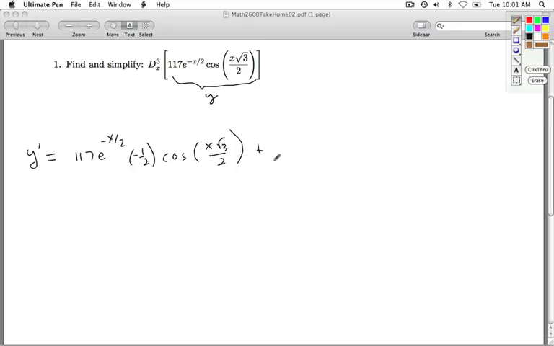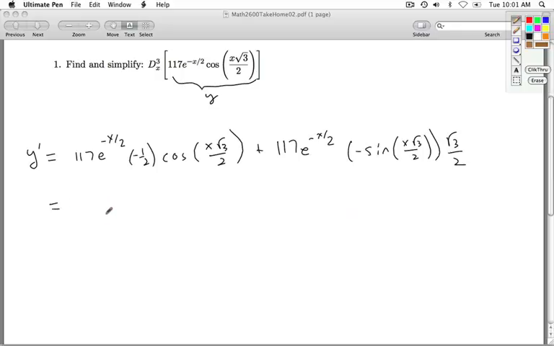Plus, I take the first factor and multiply it by the derivative of the second factor. The derivative of the second factor is going to be negative sine of x radical 3 over 2 times, chain rule, the derivative of the inside, which gives me a radical 3 over 2.